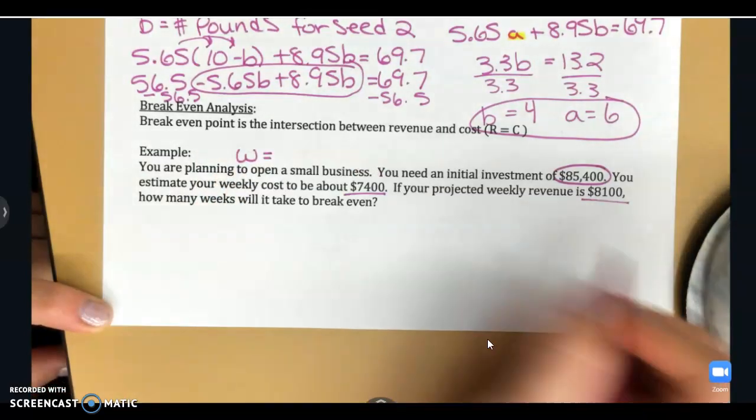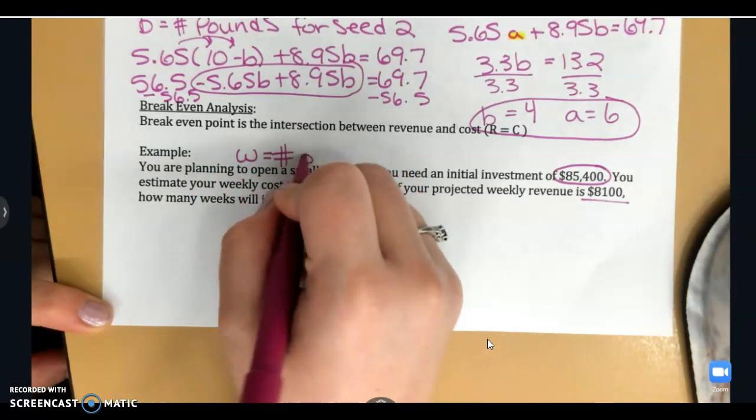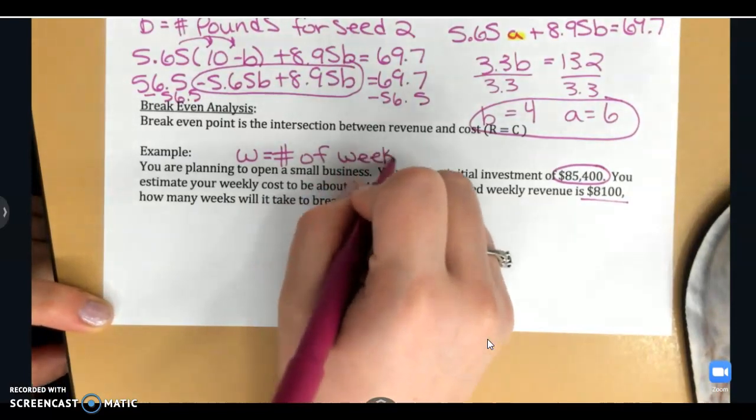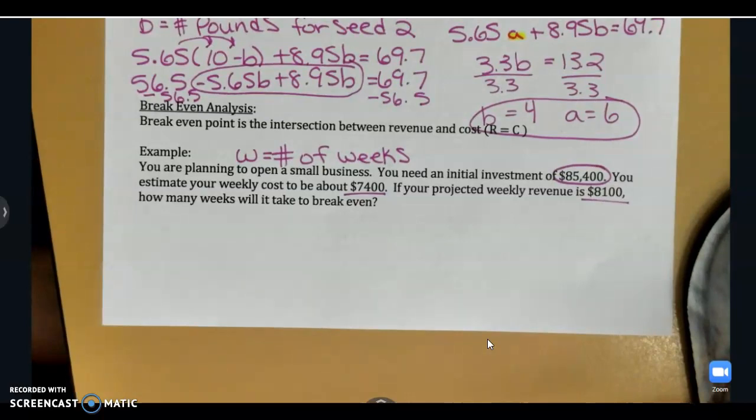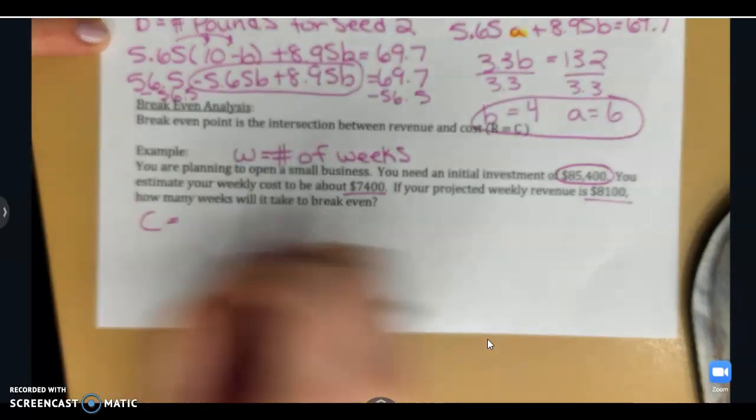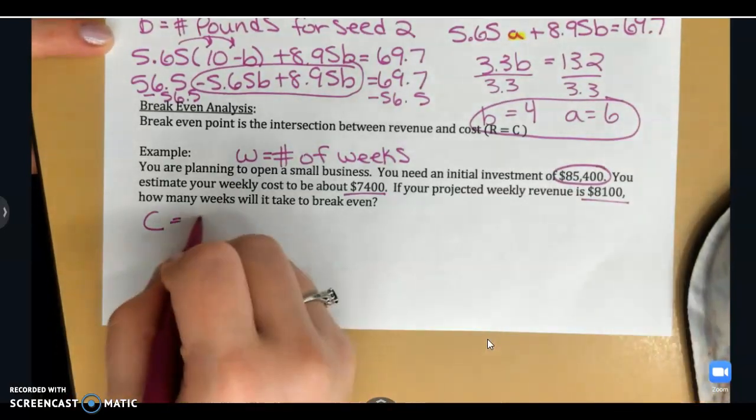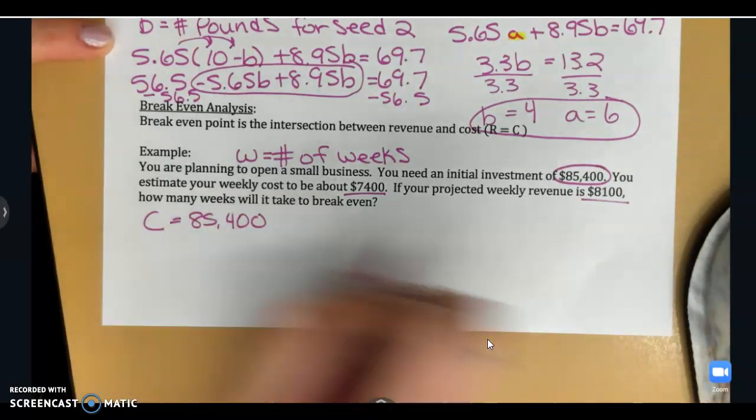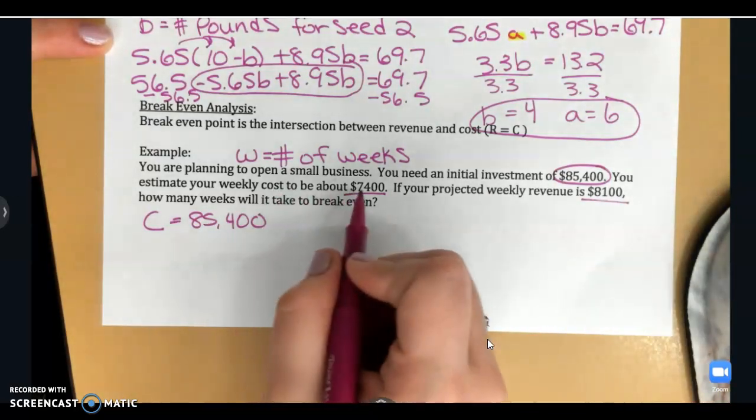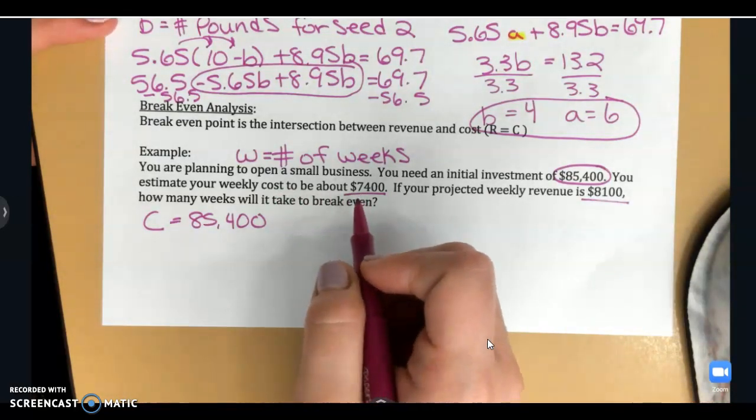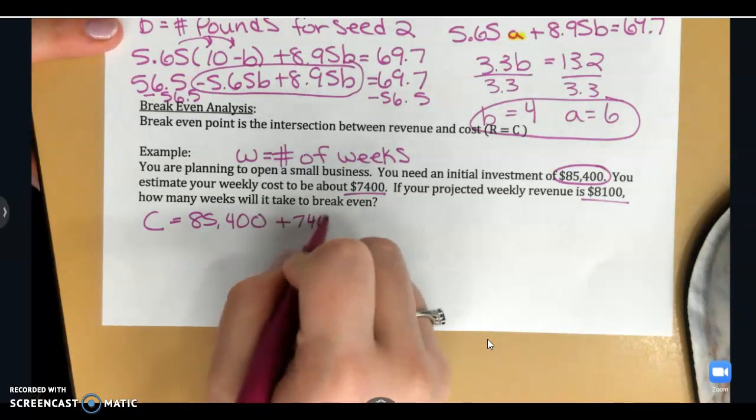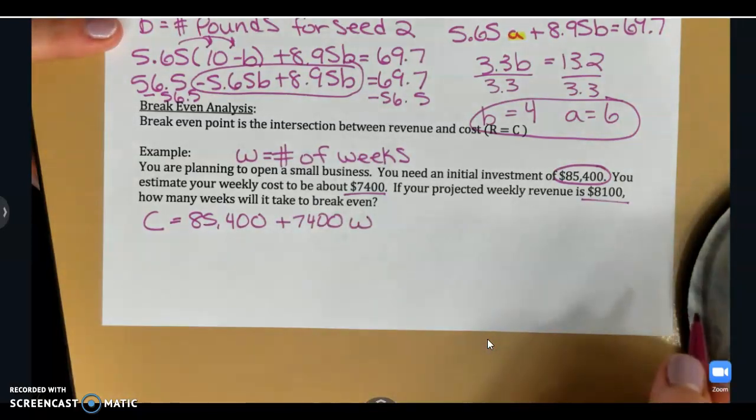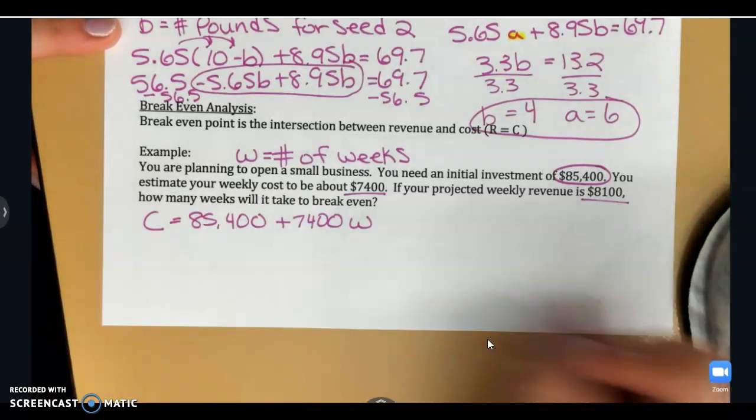So I'm going to say my variable here is W, and that's the number of weeks that I've been in business. Okay? So I'm now going to write equations for my cost and my revenue. My cost, I had an initial cost of $85,400. Okay? Then every week that I'm open, it costs me $7,400. So that could be electricity and paying employees, that sort of thing. So $7,400 times the number of weeks I'm open. And we've already said that the number of weeks I'm open is going to be W. So there's the equation for my cost.